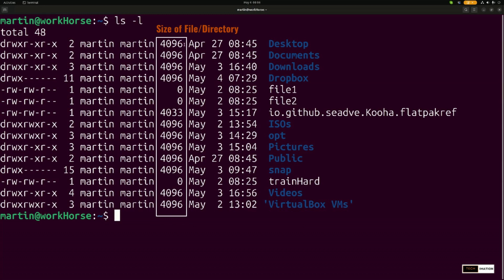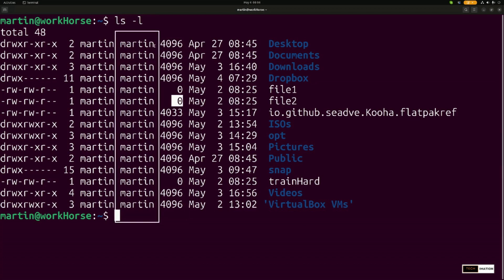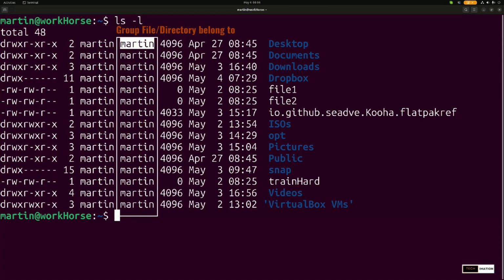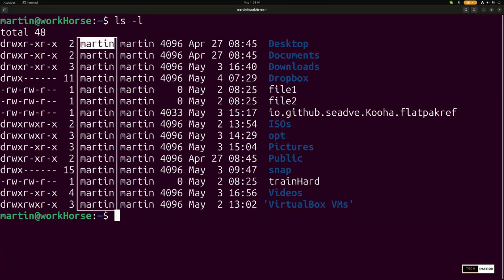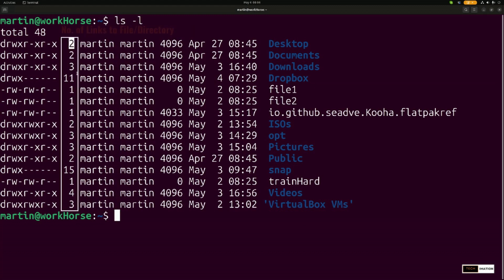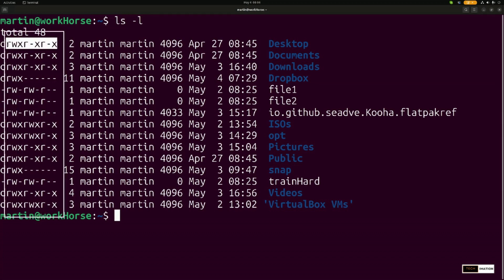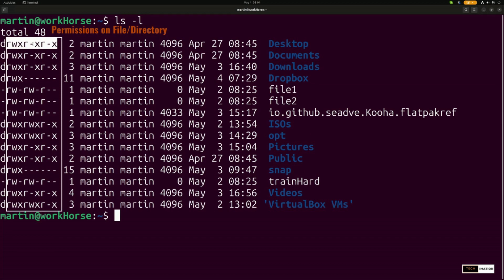Right next to it, to the left of that, is the size of that directory or that file. Okay, so this is 4 kilobytes. This is 0. Right? This is the group to which that directory belongs, the group to which that file belongs. This is the owner of the file, the user. This, right next to it, is the number of links to that file, and then we are back here to the permissions on the files.